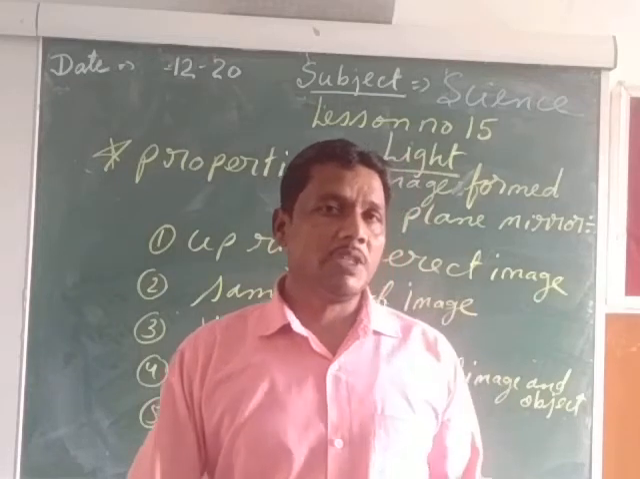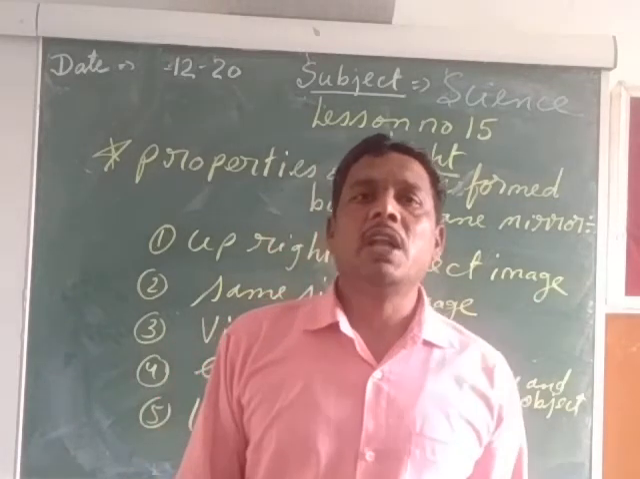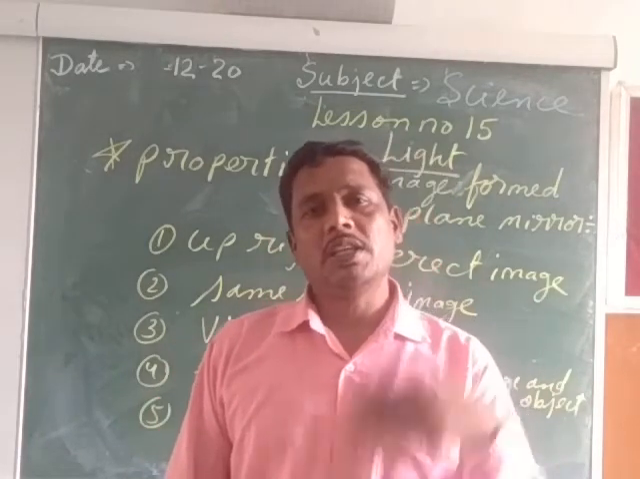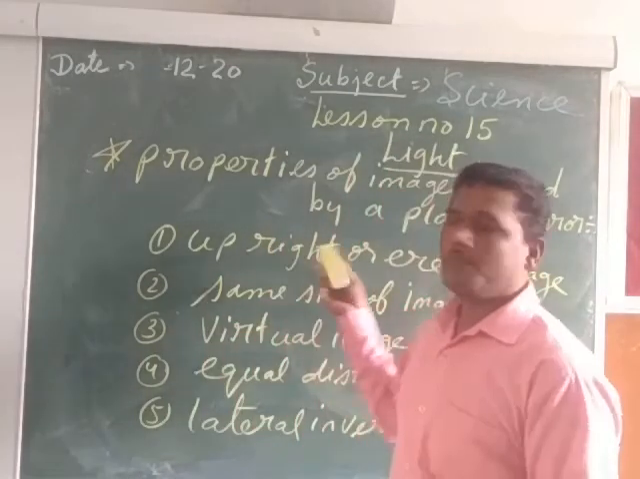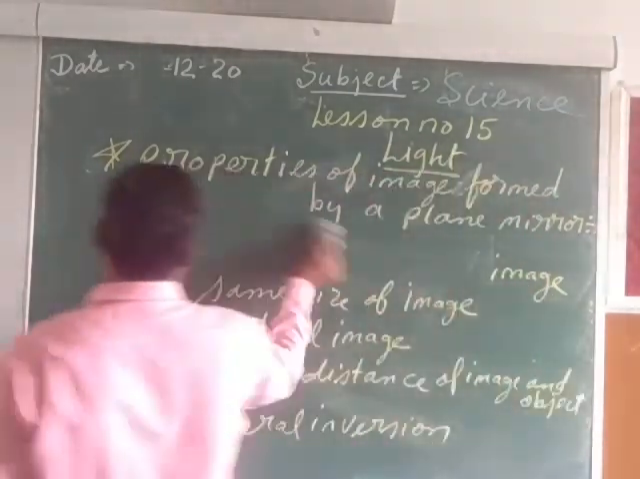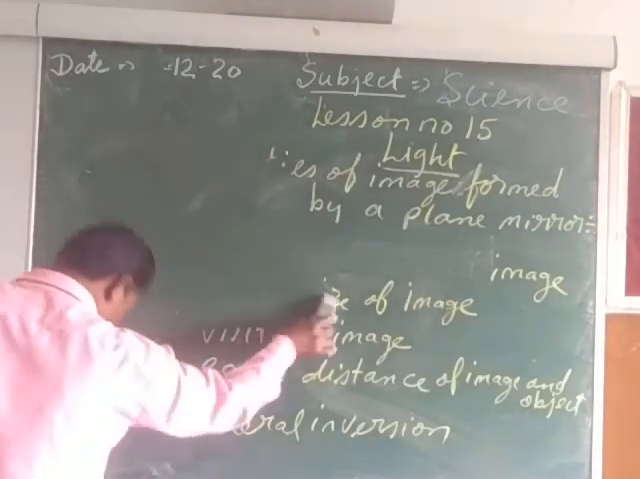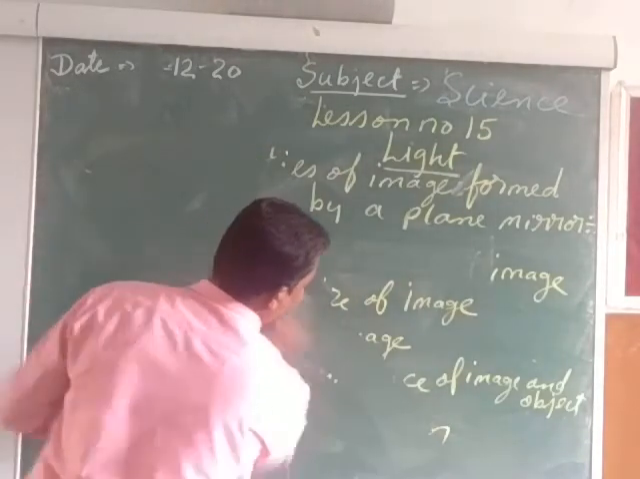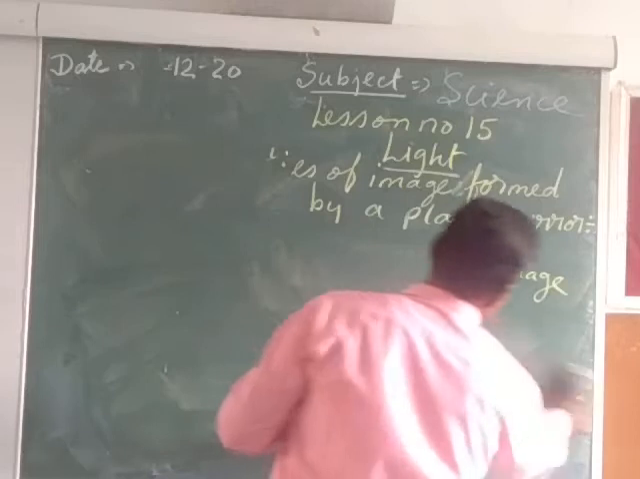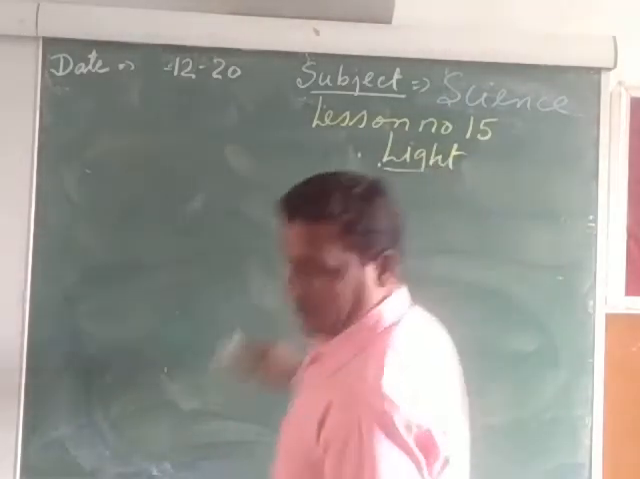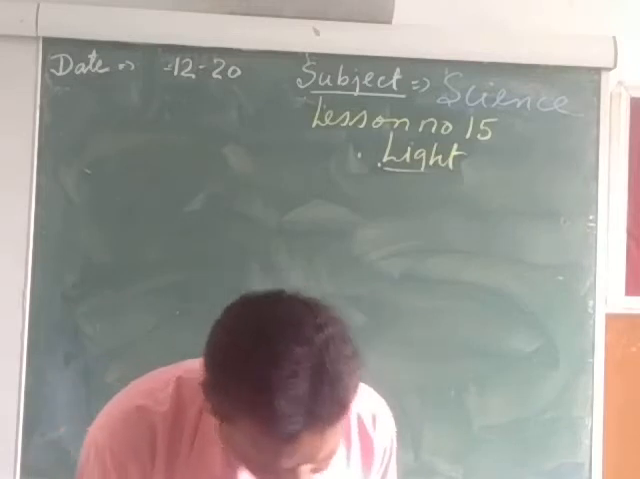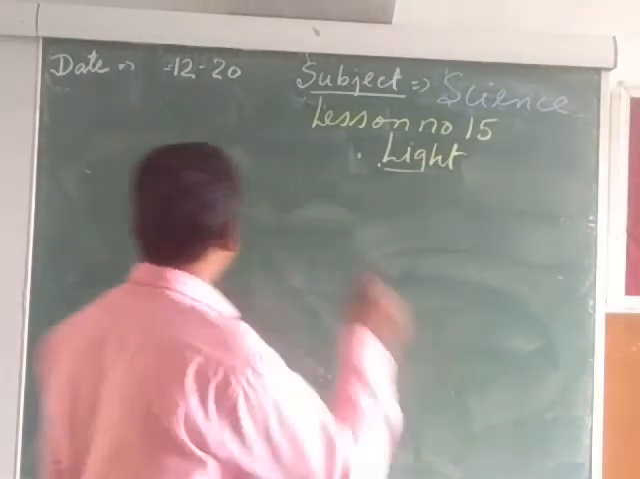What is lateral inversion? The phenomenon in which the left part of the body appears to the right and the right part of the body appears to the left is called lateral inversion. So these are the properties of the images formed by the plane mirror. Now let us come to the next topic, my children, where I am going to say something about regular and irregular reflection.